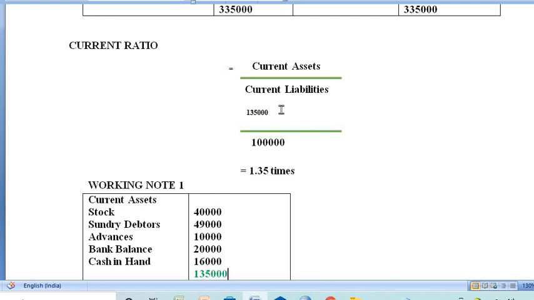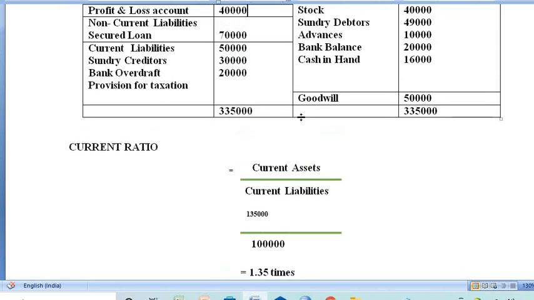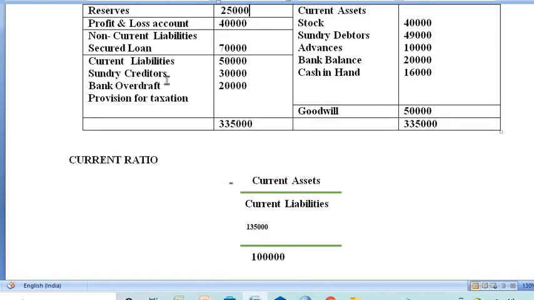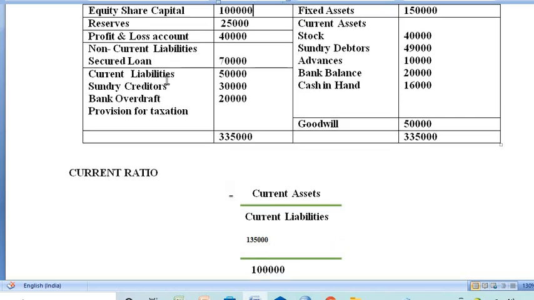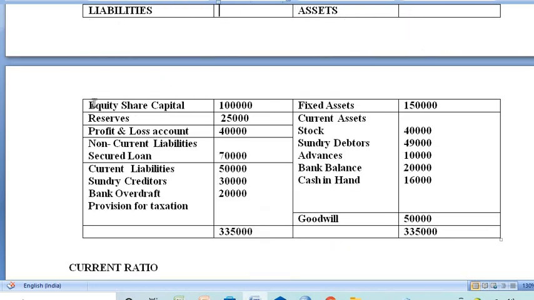I am substituting it here. Then similarly, the formula requires current liability. We want to take the current liability from the liability side of the balance sheet. On the liability side, they are given internal liability, that is equity share capital, reserves, and profit and loss, and non-current liability, which is external liability or long-term liability, and we have current liability given as a list.